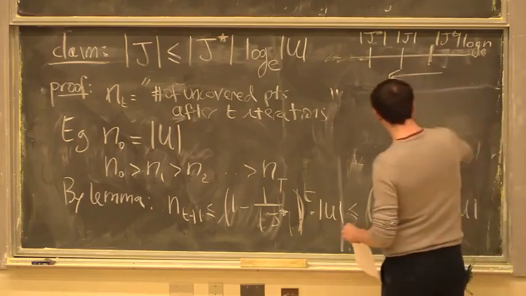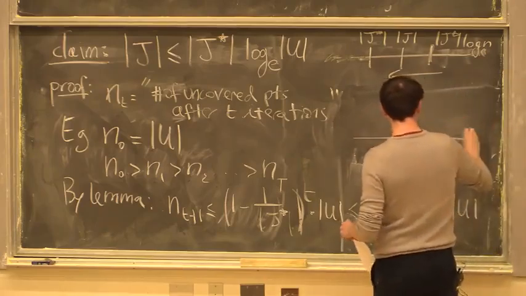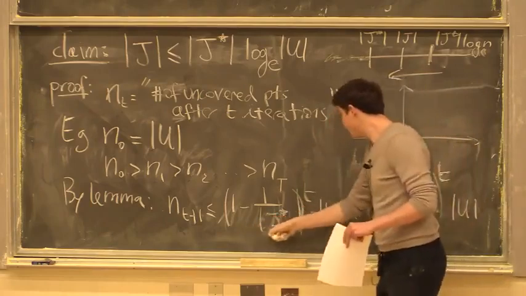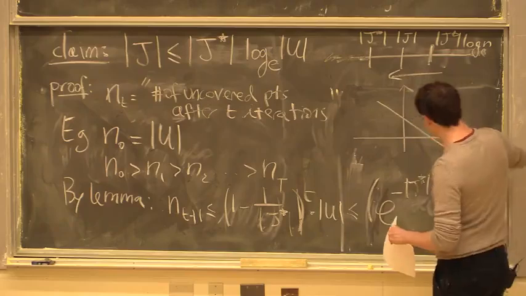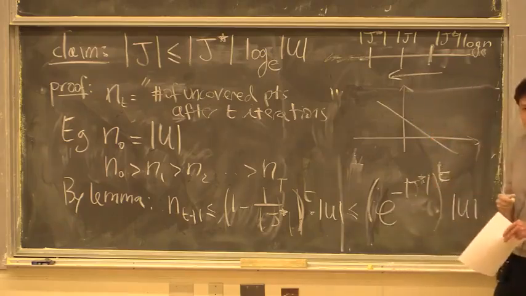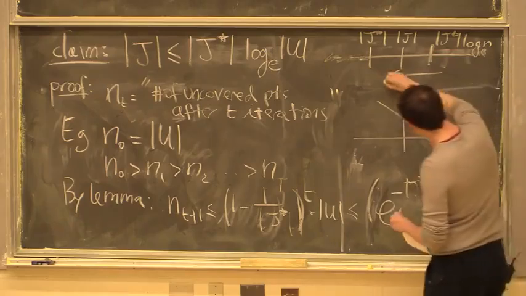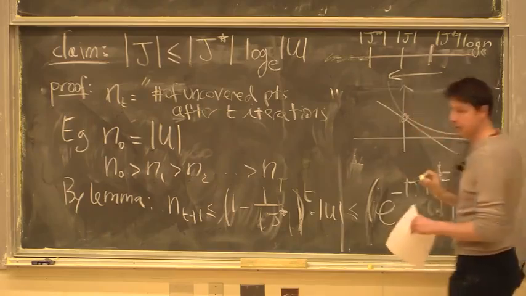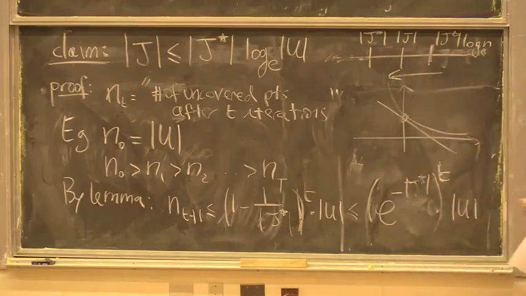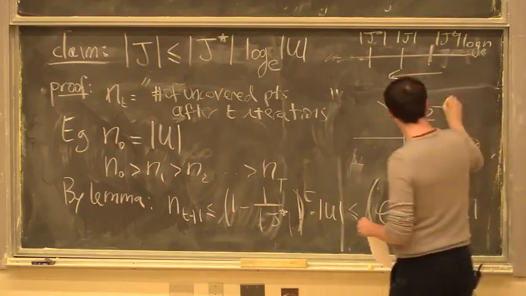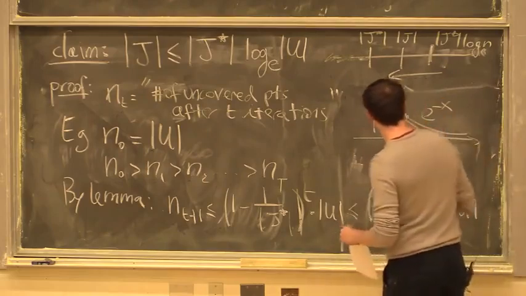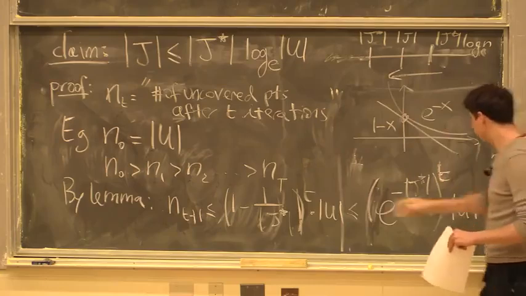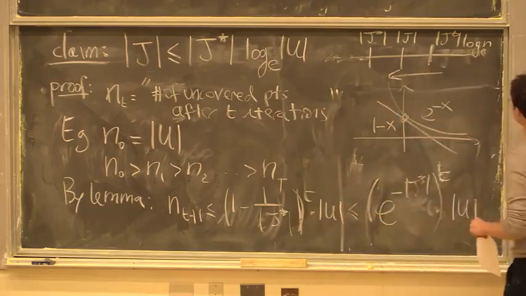Why? You can even prove it visually. 1 minus x is this line, right? And e to the minus x is this line over here. They meet exactly here, and that's the only place where they meet. So that's e to the minus x. This is 1 minus x. So this definitely holds, okay?